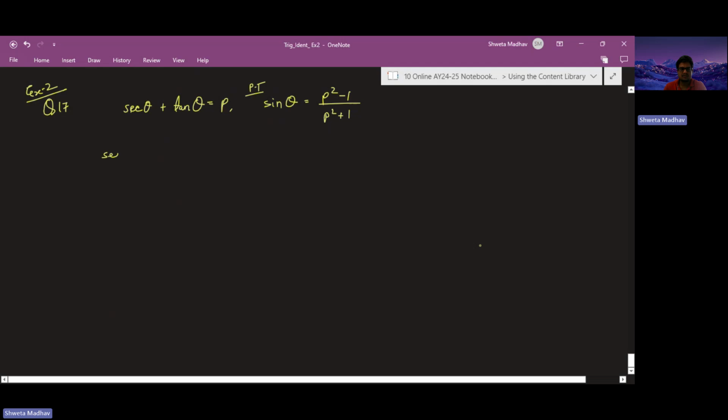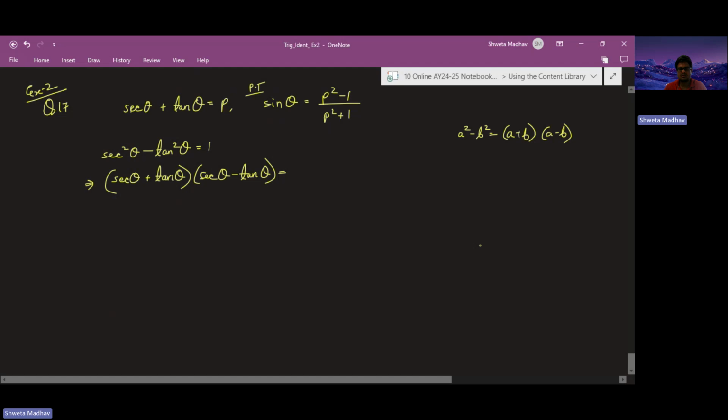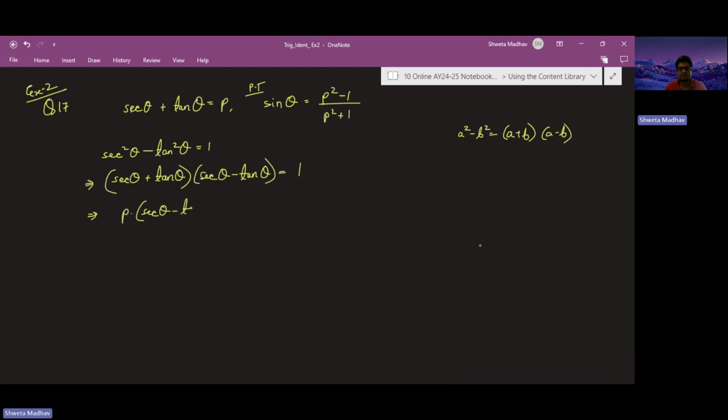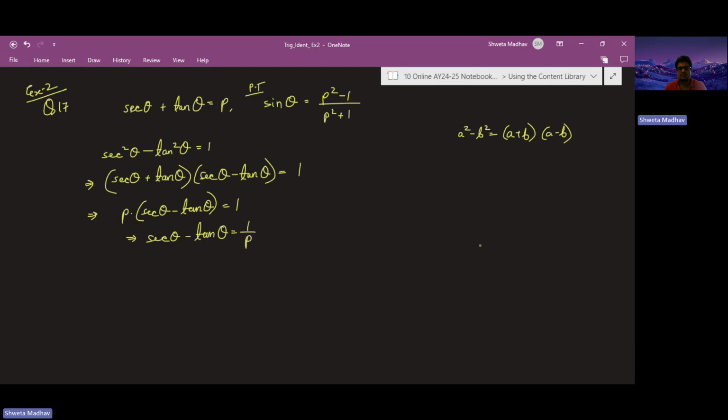As we know, secant square theta minus tan square theta is equal to 1. Now a square minus b square is a plus b into a minus b. Therefore sec square theta minus tan square theta can be written as sec theta plus tan theta into sec theta minus tan theta, which is equal to 1. Therefore p into sec theta minus tan theta is equal to 1, so sec theta minus tan theta is equal to 1 by p.